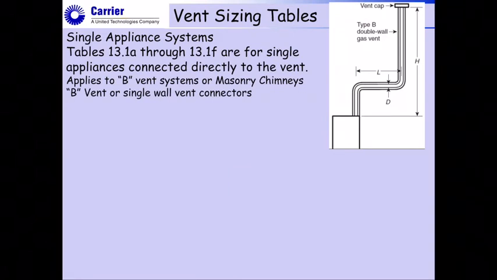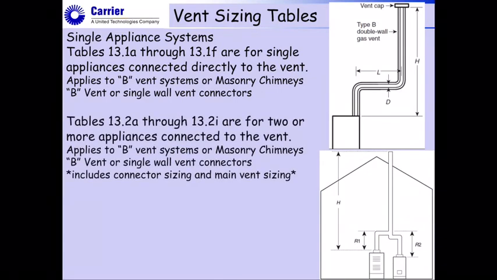So let's talk about the vent sizing table. The first thing I want to hit upon here is this. On the single appliance systems, that's where you have one appliance, one vent system, they have tables 13.1A through all the way 13.1F. Those are single appliance systems connected directly to the vent. Those apply to B vents, masonry chimneys, and also B vents or single wall metal connectors.